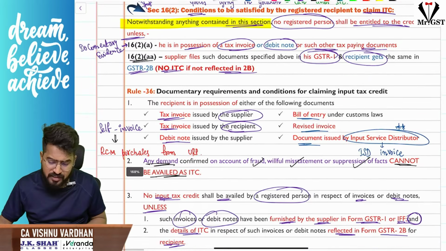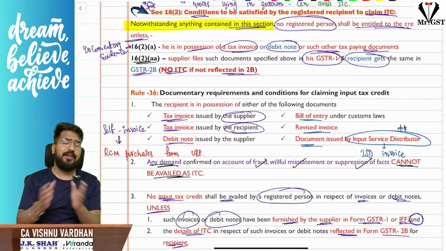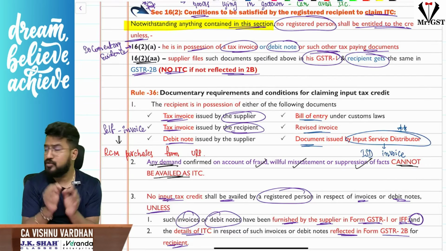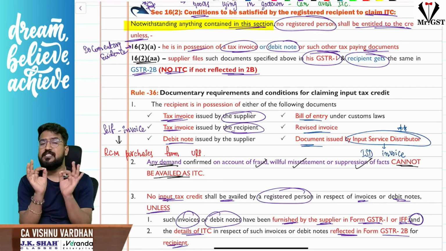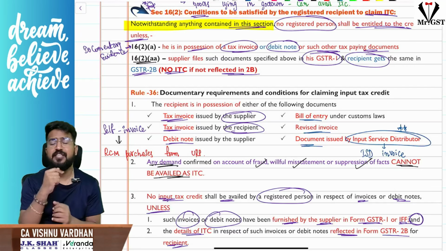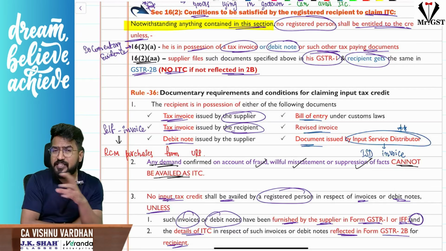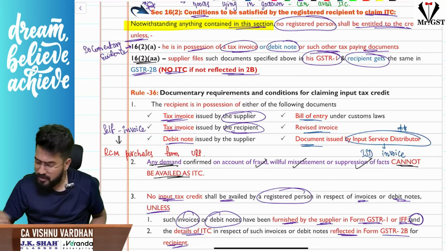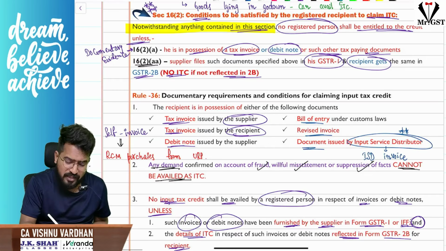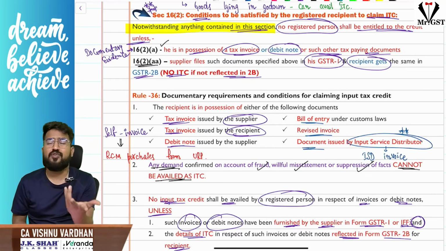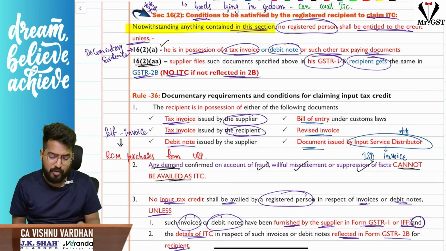So coming to 16 subsection 2, what are the conditions for availing ITC? 16 subsection 2 number also you should remember properly. So please make sure you remember 16 subsection 2. Conditions for availing ITC. Sir, what are the conditions? Number 1, simple, sir. You should be possessing some or the other documentary evidence. Then only I can give you ITC. Without that, sorry, I cannot give you ITC. So please have some documentary evidence.